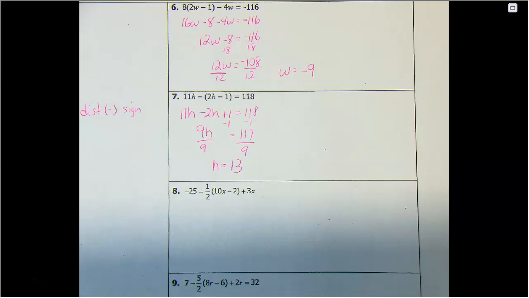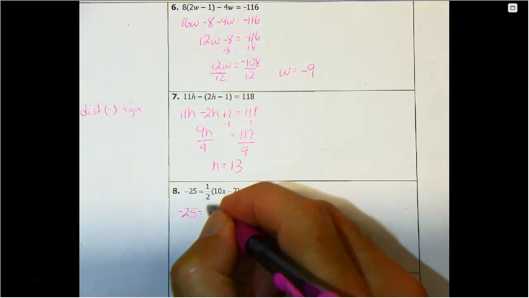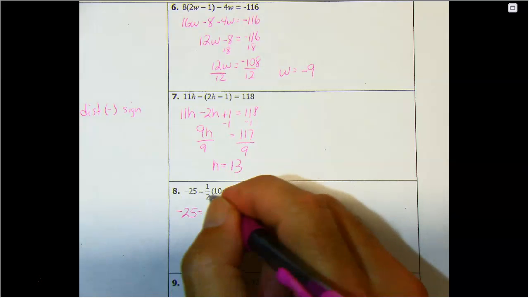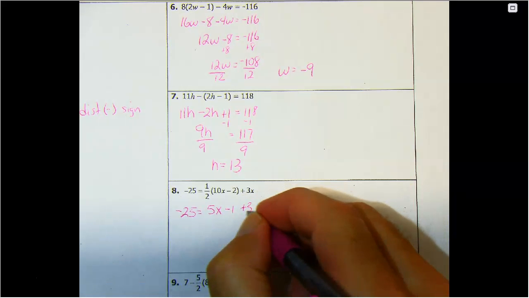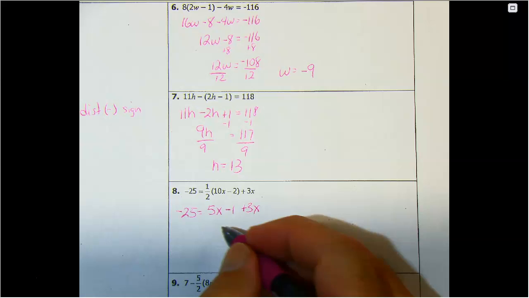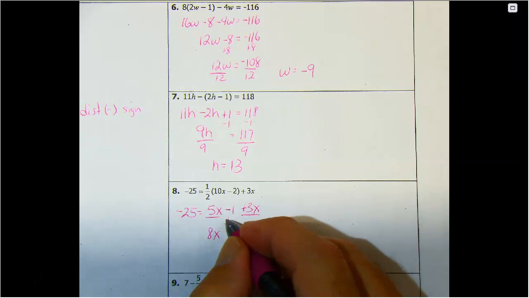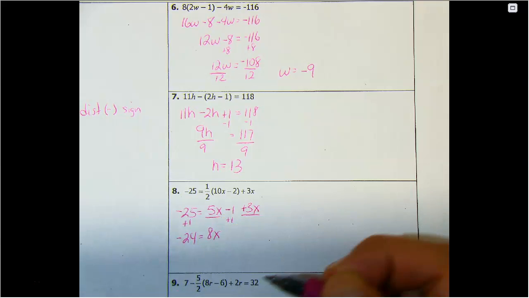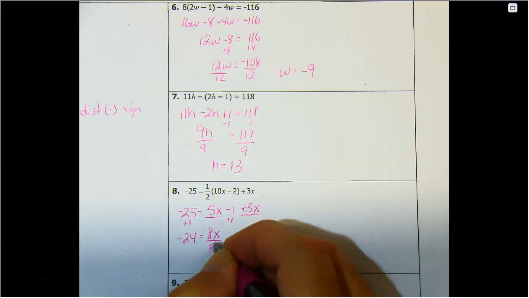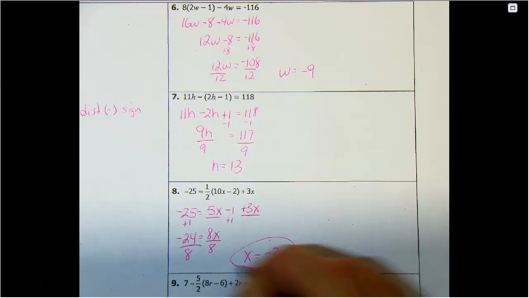Sorry, I'm losing track of my papers. Next one, negative 25. Distributing half of 10 is going to give me a 5x. Half of negative 2 gives me a negative 1. And then we got the positive 3x. So I know I'm going to combine the 5x and the 3x together to give me an 8x. I know I'm going to have to add this 1 to the other side, so that's a negative 24. And now we just have to divide the 8 across. And so x is negative 3.